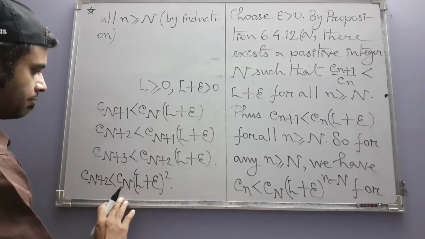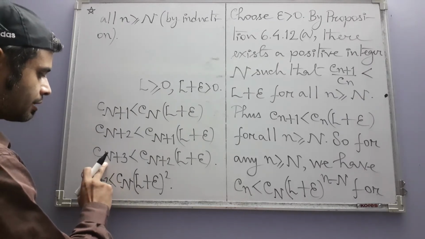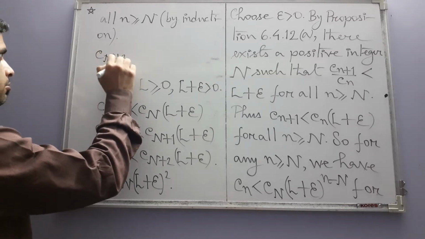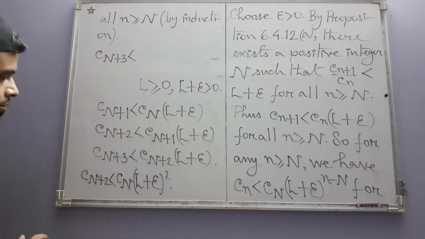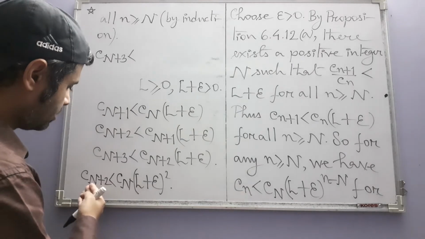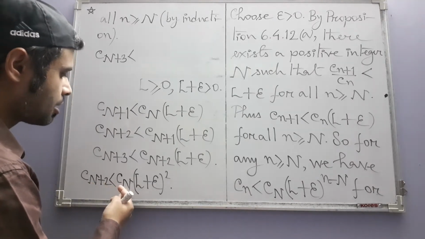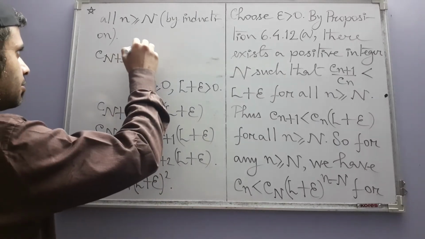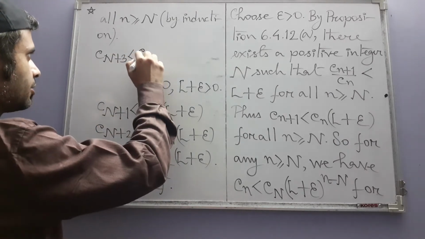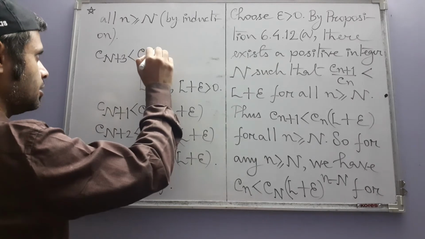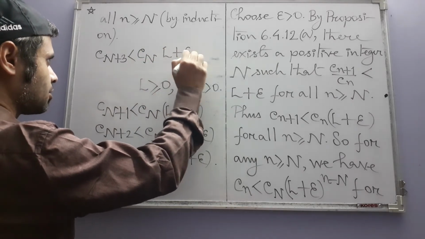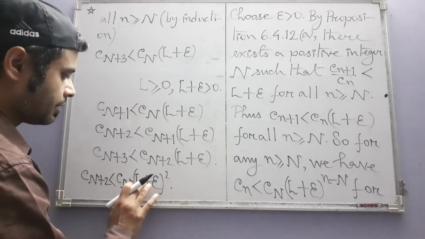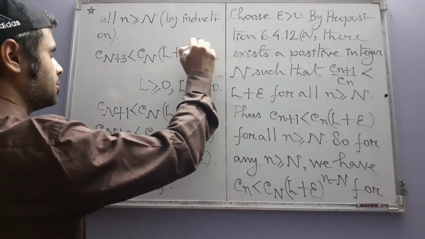If we instead started with this, then now you have a new inequality for Cn plus 2 in terms of Cn. This is less than or equal to Cn times this. So that means this will be less than or equal to Cn times L plus epsilon. Already we had one L plus epsilon here, and now two more are coming. So that means 3.